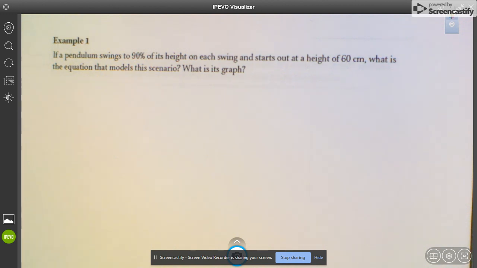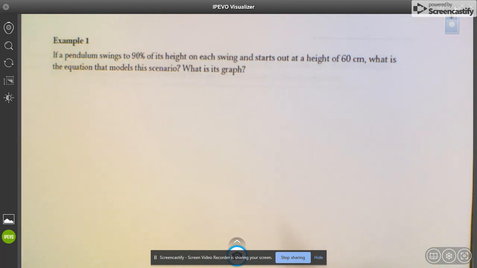All right, guys. Lesson 1.3.2. I'm going to look at example 1 here. I know some of you don't like my hand in the camera, but there's a specific reason I'm doing it this way this time. So bear with me.